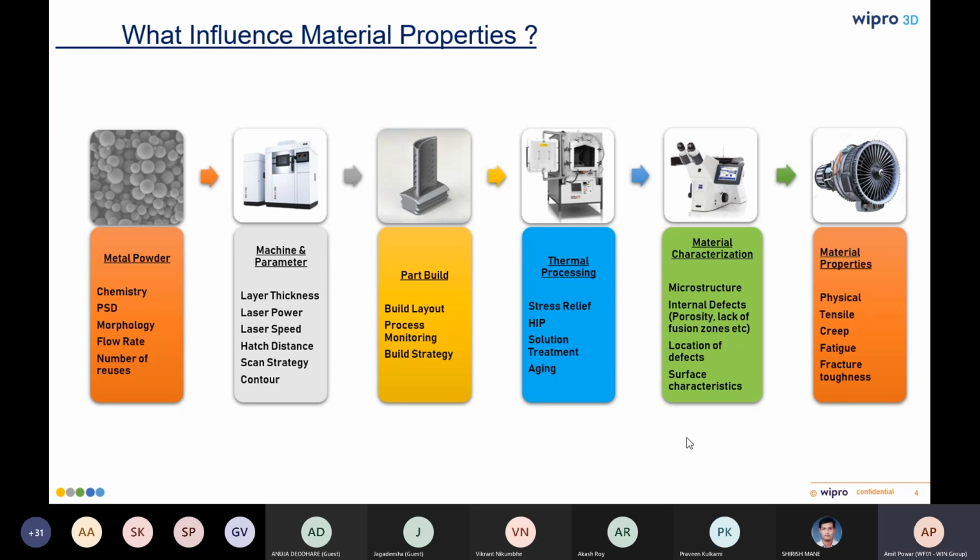Then come the material properties, for example physical properties, tensile properties, creep, fatigue behavior, and fracture toughness. On this basis only, your part is going to be judged, so it is very important. The part material after printing or manufacturing through the AM route should have good material and mechanical properties.